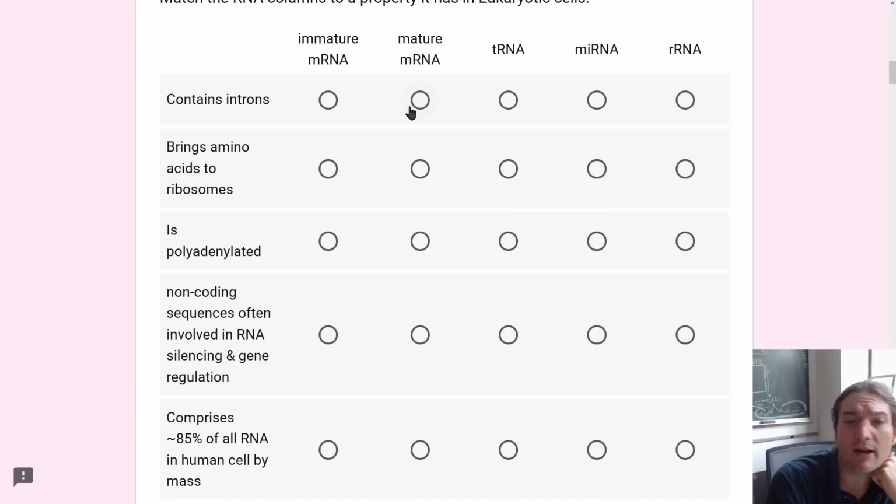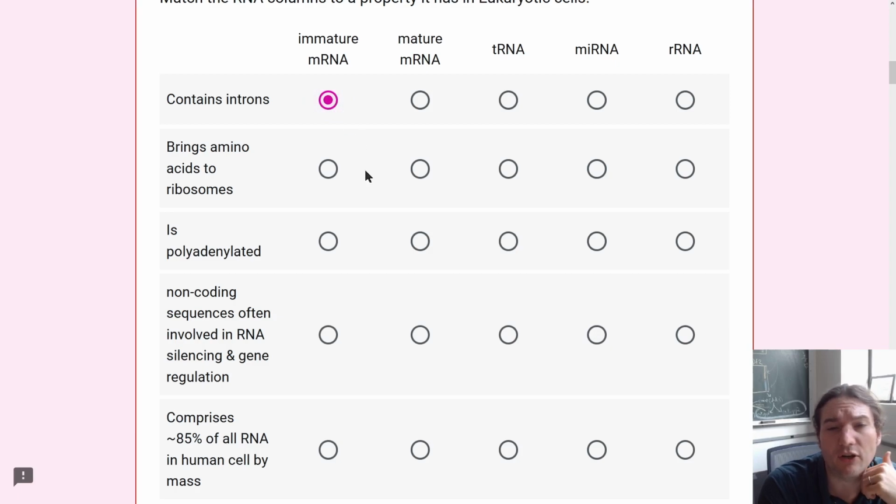However, immature mRNA, so immature messenger RNA, is definitely notably going to contain introns. When it's immediately transcribed from the DNA to the RNA, it will contain those introns initially. Transfer RNA is, by definition, the RNA that brings amino acids to the ribosomes. That's it, that's just their definition.